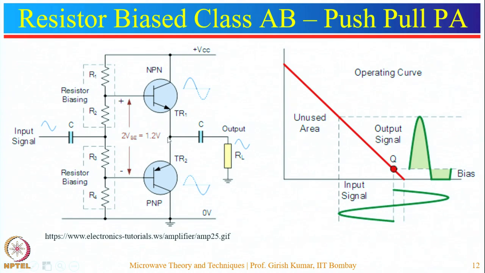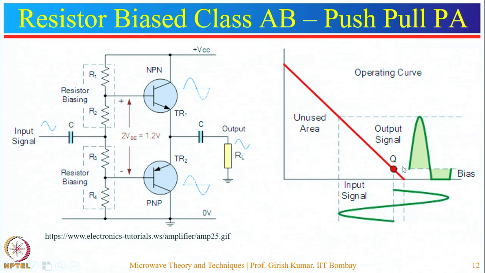So this is the circuit of a resistor biased class AB amplifier. Here R2 and R3 are used to provide the biasing to these transistors so that they remain in conduction state all the time, even in case of zero input signal. Here you can see that the operating point is chosen here, which is slightly towards the active region.